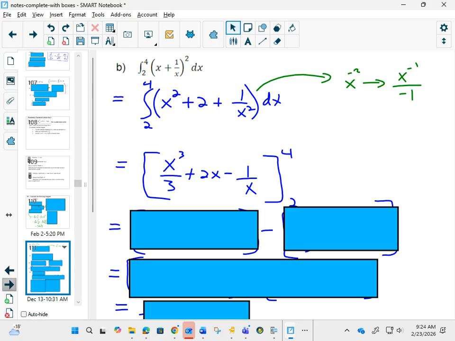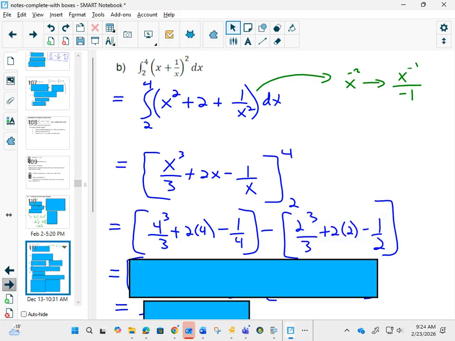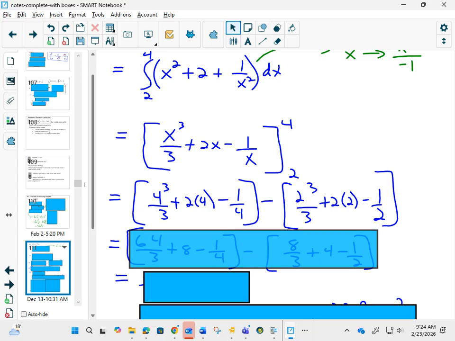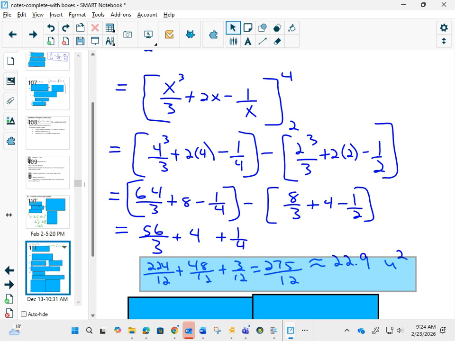Put it in square brackets from 2 to 4. Then take the first one, plug in 4. Subtract, take the second one, plug in 2. Simplify. And you get approximately 22.9, exactly 275 over 12.